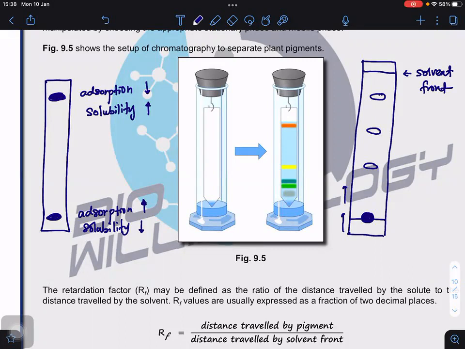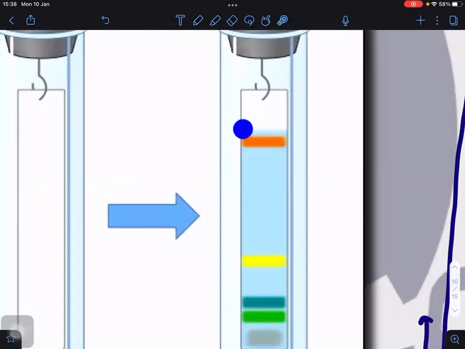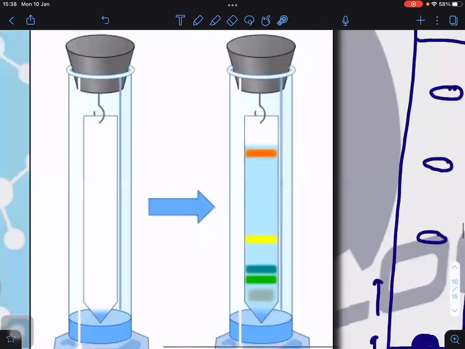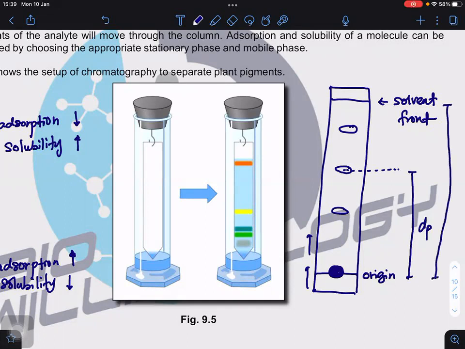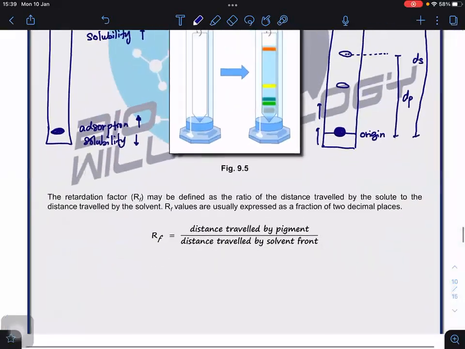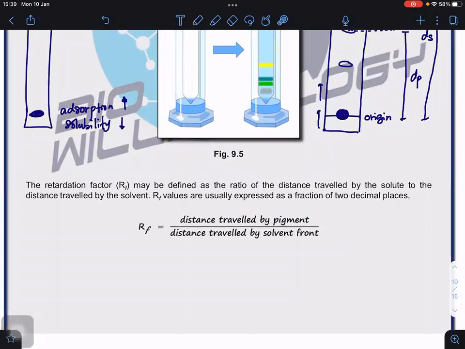The solvent continues to move. In this diagram, this is the solvent front. This one we call the origin. Let's say this is the pigment I want to study. We can measure the distance traveled by the pigment, and we have the distance traveled by the solvent front. So we calculate the RF value. The RF value is equal to the distance traveled by the pigment divided by the distance traveled by the solvent front. Are you clear? Okay.